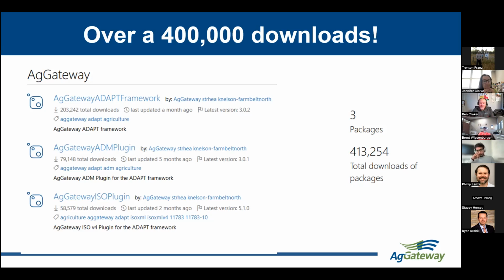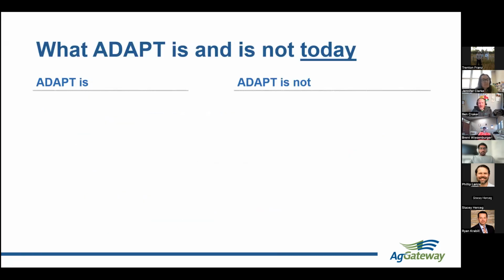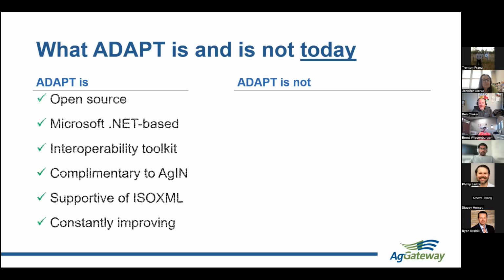And it's actually pretty mature and we don't get too many changes on it anymore because, like I said, it's been out there for a few years now. But today, like I said, it's open source. It is .NET based, but that's probably one of the main pain points, that it's platform or language specific. It's an interoperability toolkit. It's complementary. I don't know how many people are familiar with AgIn, but that's another project that AEF is working on to help with cloud-to-cloud data exchange from the equipment manufacturer side. So we work well with that.